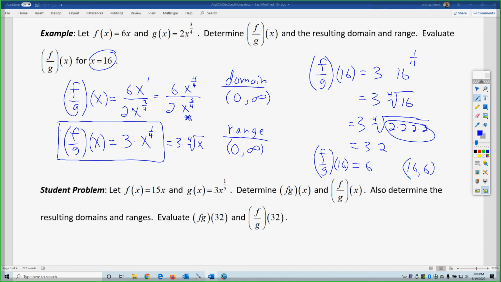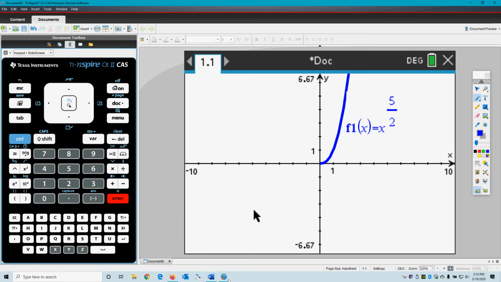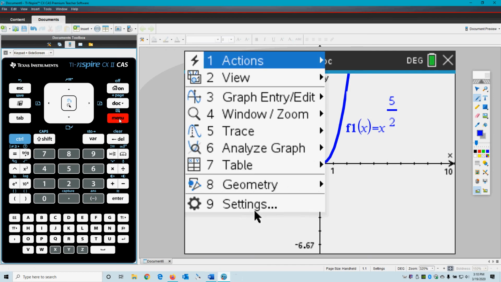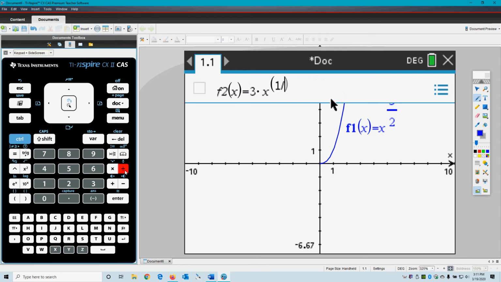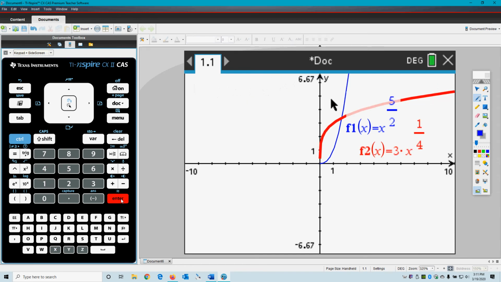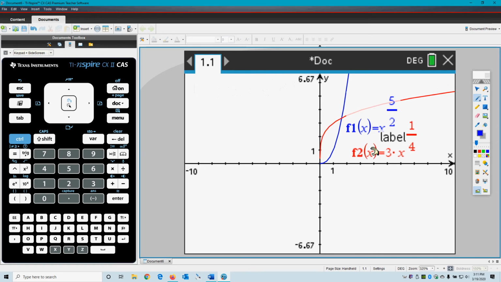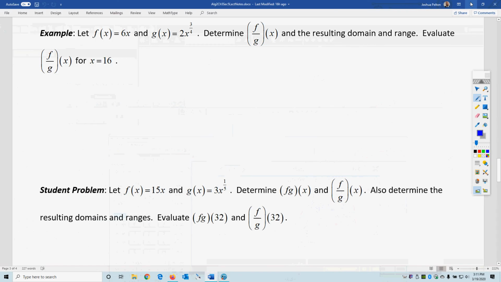So let's graph 3x to the 1/4. Okay, so menu, graph, function, 3 times x to the 1/4, and very similar to the other one as it goes 0 to infinity, 0 to infinity, but not including 0 in this case. Okay, pause the video, try the student problem for yourself.